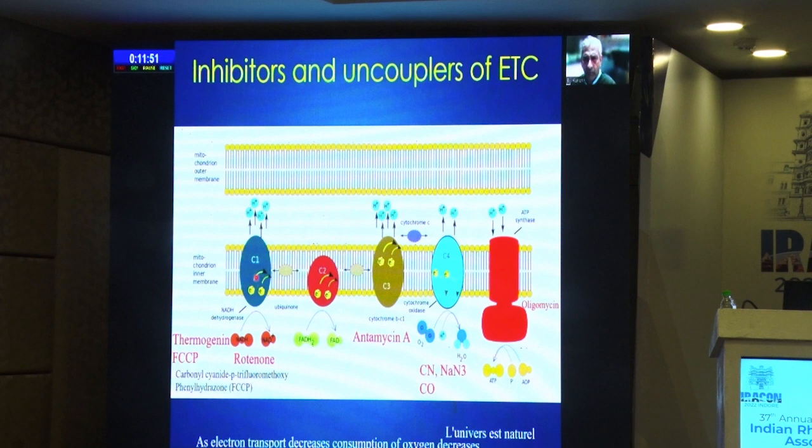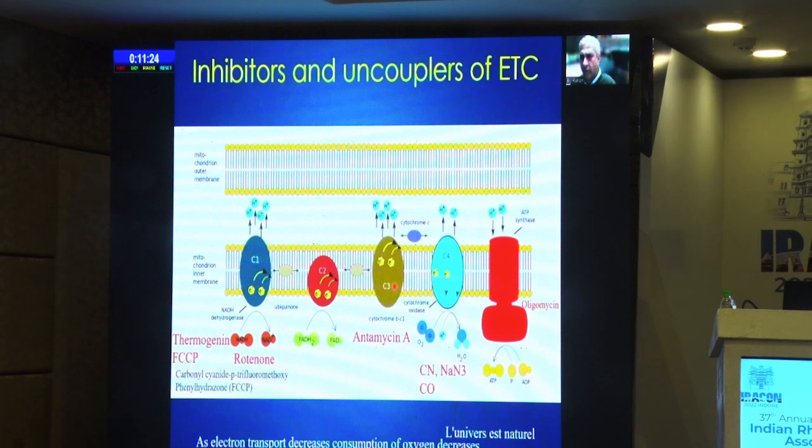Rotenone is an inhibitor of complex 1 and inhibits oxidation of NADH to NAD. There are no electrons going through complex 1. There's no pumping of protons from the matrix to the intermembrane space. So there's an increase in the NADH to NAD ratio, a decrease in oxygen consumption, and a decrease in ATP formation.